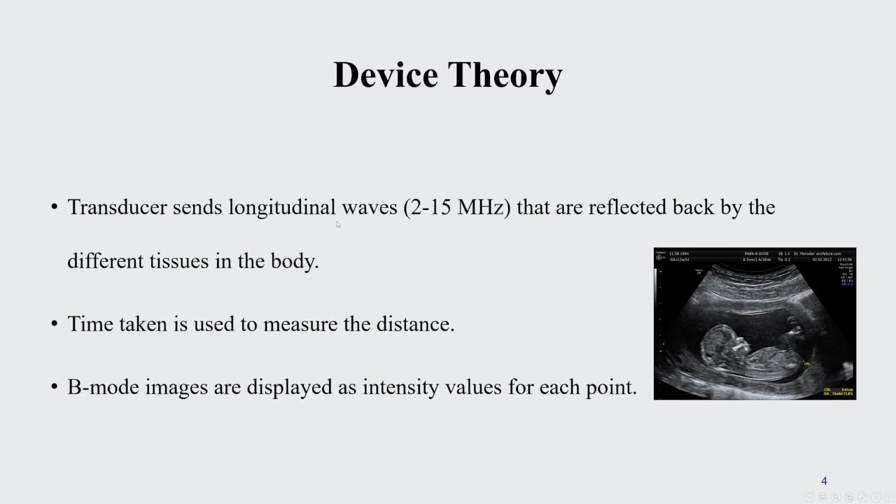The basic idea of ultrasound is a transducer is used that sends longitudinal waves with frequencies between 2 and 15 megahertz that are reflected back by the different tissues in the body. Because we have the average speed of the waves, we can use the time taken to measure the distance. And then B mode images like this one are displayed as intensity values for each point.